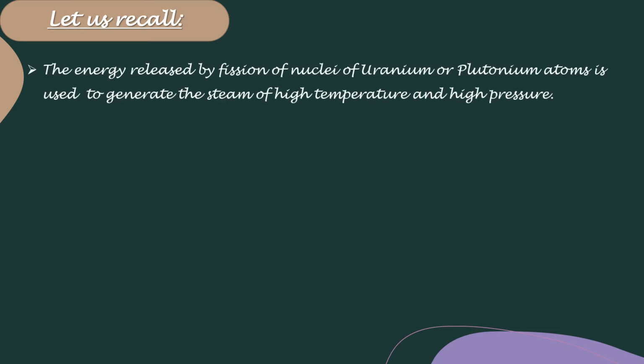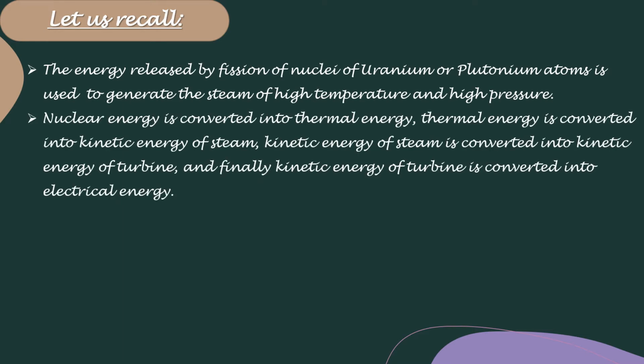Now students, before beginning with module 3, let us recall what we have studied in module 2. So we studied that the energy released by fission of nuclei of uranium or plutonium atoms is used to generate the steam of high temperature and high pressure. Then the nuclear energy is converted into thermal energy. Thermal energy is converted into kinetic energy of steam. Kinetic energy of steam is converted into kinetic energy of turbine. And finally, kinetic energy of turbine is converted into electrical energy.